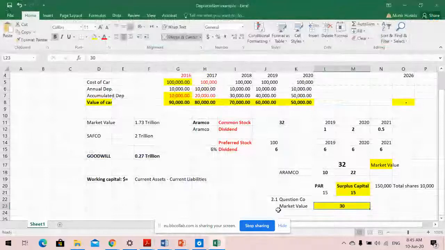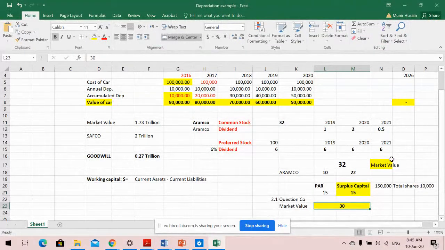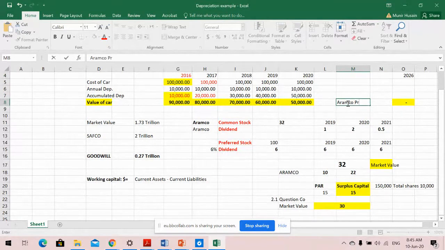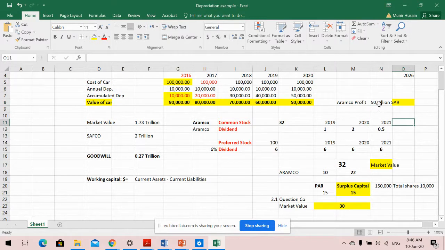I'll go back again to Aramco. Let's say Aramco's profit for 2019, last year, I'm just putting some number, was 50 billion riyals. This was their profit, right? So their profit was 50 billion.